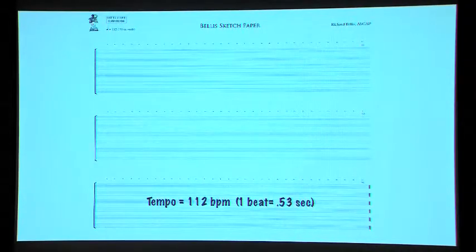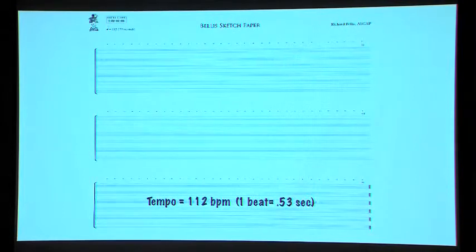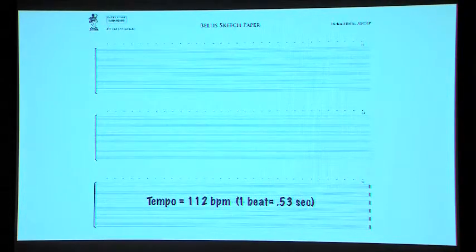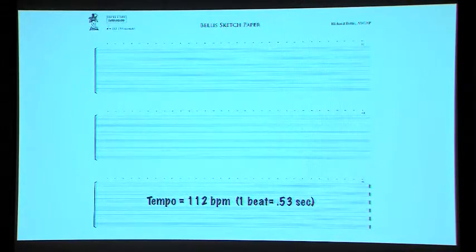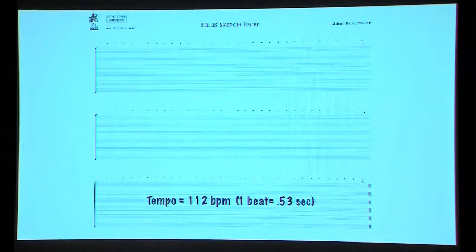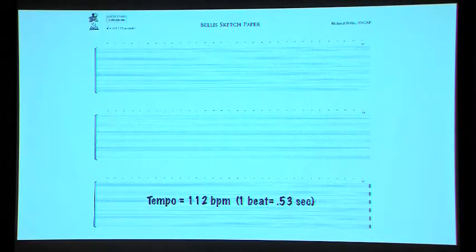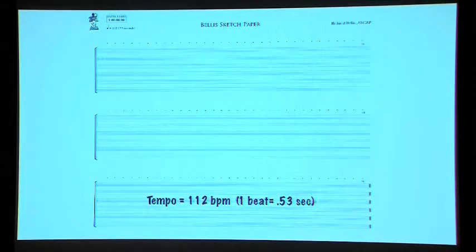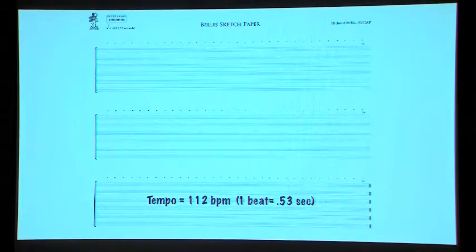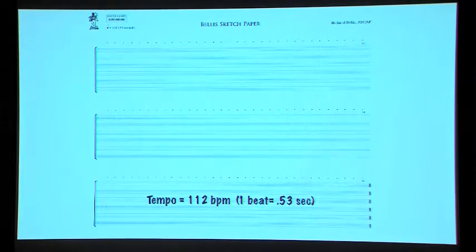Once I find a tempo, I can start to put information about the scene on this paper using the SMPTE code and the tempo that I've chosen. So the tempo I've chosen is 112 beats per minute. And you notice over here that I put the value of 1 beat, which in this case is just about half a second. Any ideas why I do that? I always put this at the top of my scores.